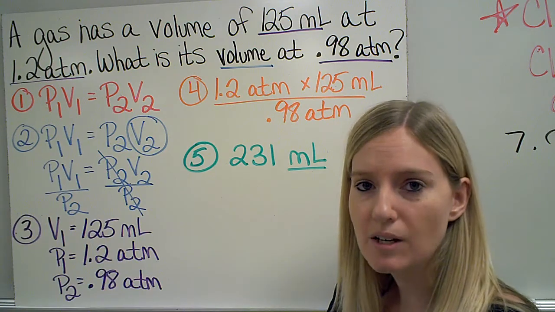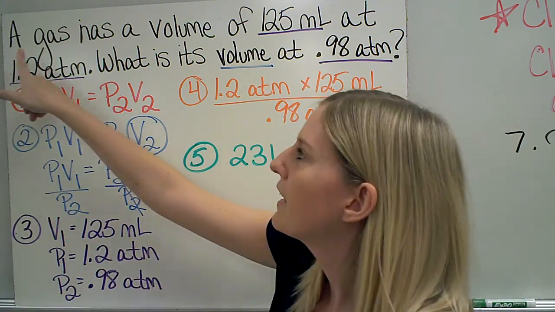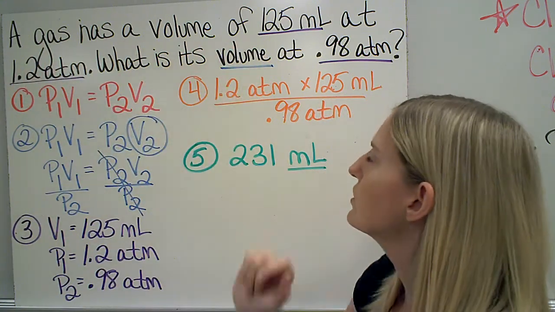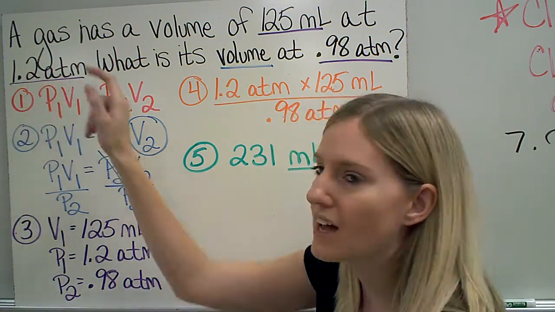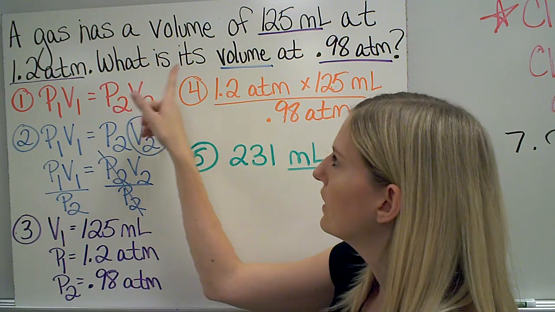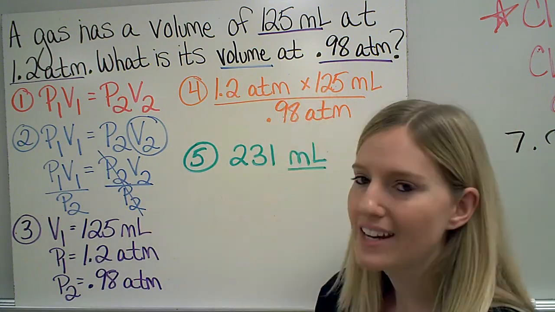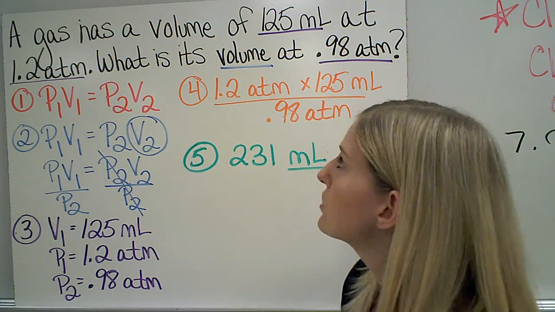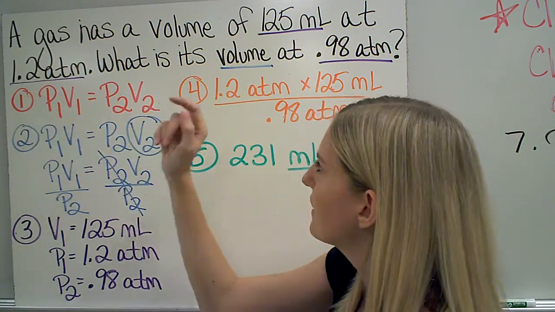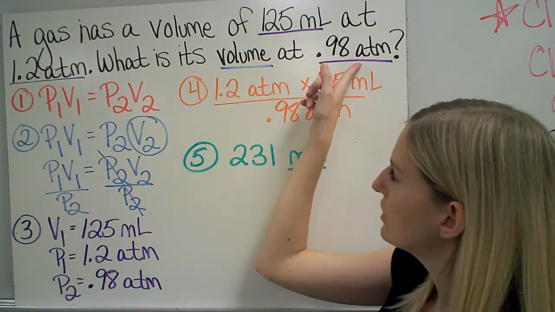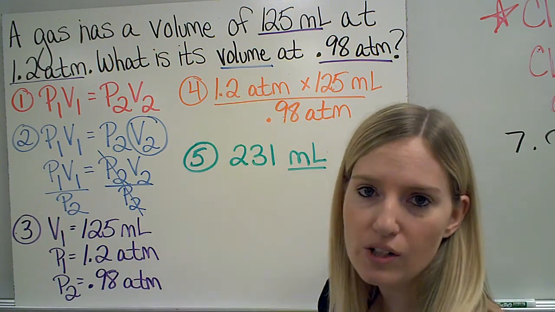So if I do an example, I have this problem. A gas has a volume of 125 milliliters at 1.2 atm, which is atmospheres. What is its volume at 0.98 atmospheres? So I started at a certain volume and pressure, and I'm ending at a certain pressure. I have to figure out what the volume is.